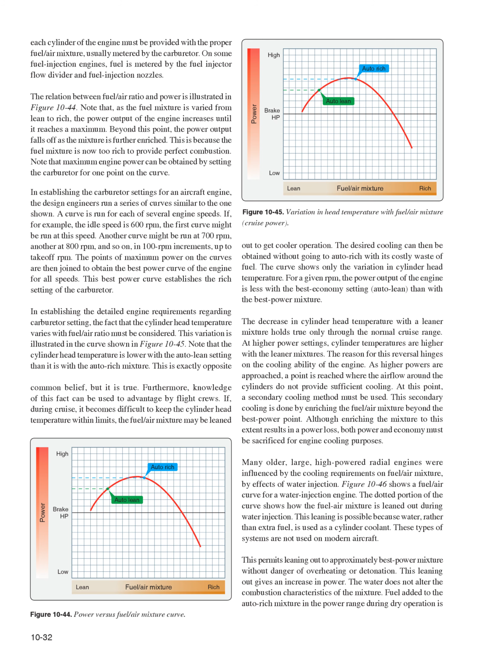Many older, large, high-powered radial engines were influenced by the cooling requirements on fuel/air mixture, by effects of water injection. Figure 1046 shows a fuel/air curve for a water injection engine. The dotted portion of the curve shows how the fuel-air mixture is leaned out during water injection. This leaning is possible because water, rather than extra fuel, is used as a cylinder coolant. These types of systems are not used on modern aircraft. This permits leaning out to approximately best power mixture without danger of overheating or detonation. This leaning out gives an increase in power.